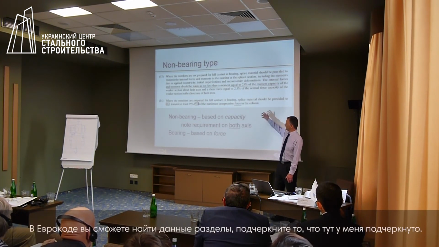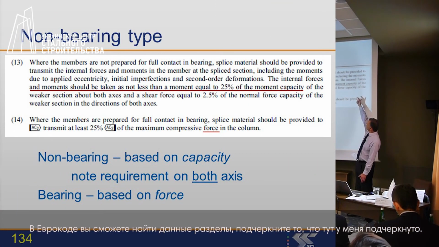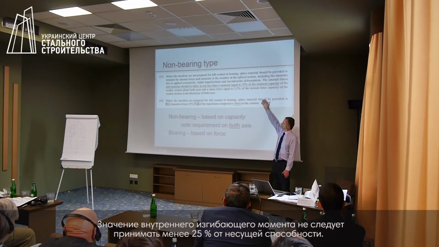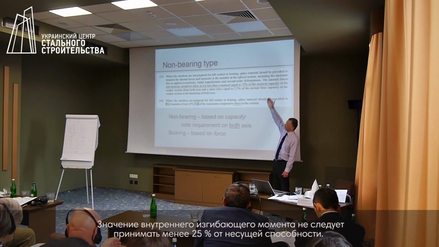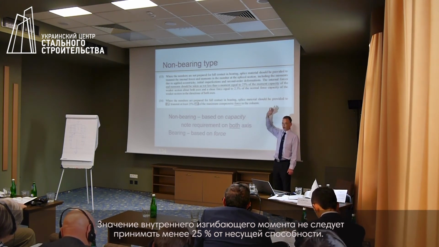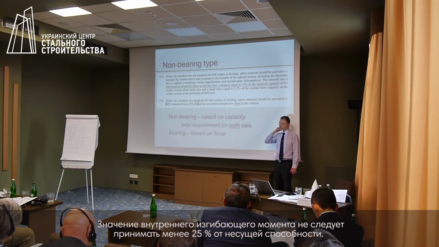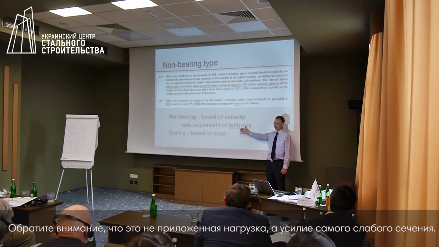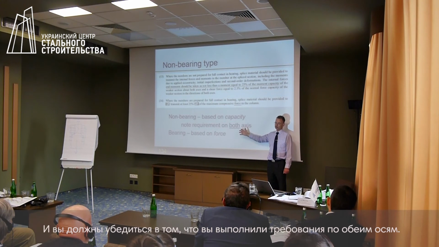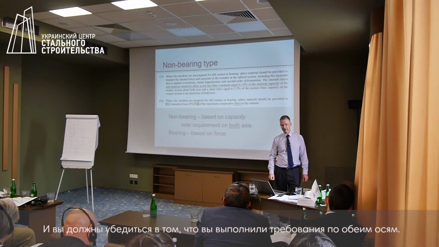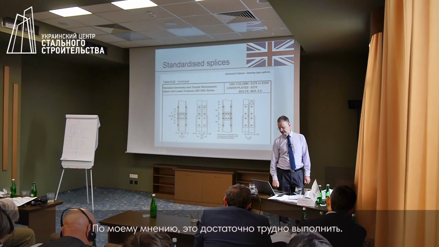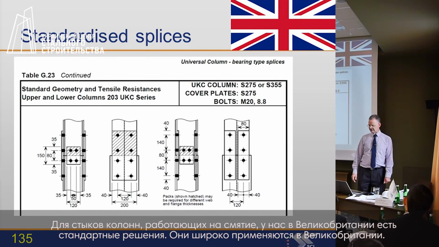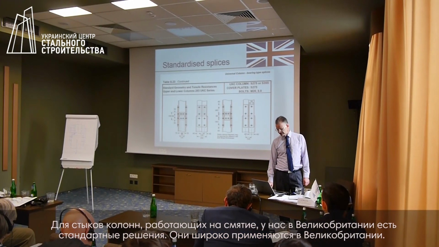So in the Eurocode you will find the clauses. You underlined in this top part of the clause, this is English I know, it's referring to 25% of the moment capacity, not the applied moment, but the moment capacity of the member. And you would have to make sure that your splice has resistance in both axes. So for a non-bearing type splice, that would be very difficult, I think. For bearing type splices, we have some standard details, and they would be used in the UK.